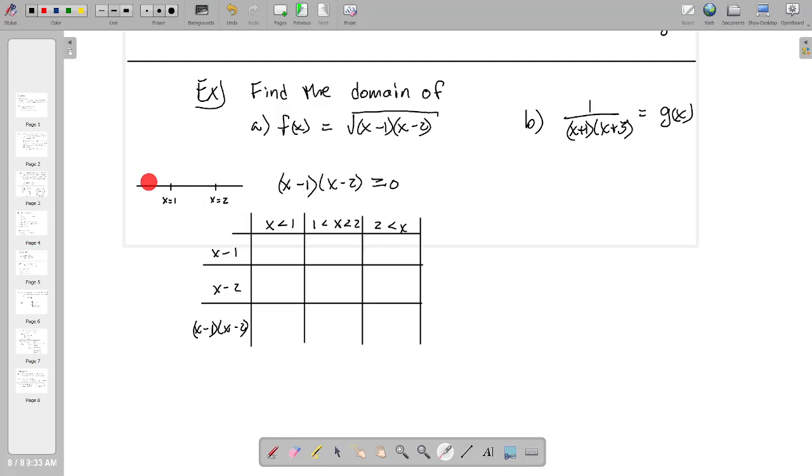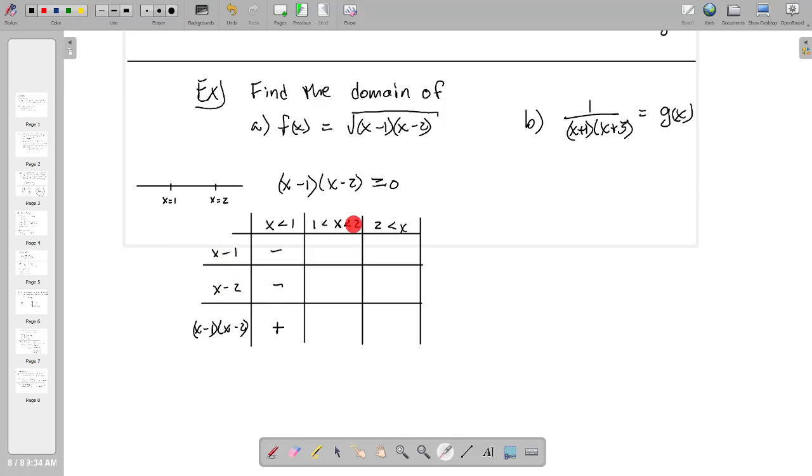Now we use test points on each region. So we pick a number in the region less than 1, and we use it as a test point. So we'll start with 0. Plug in 0, we get a negative. And then x minus 1 times x minus 2 will be a negative times a negative, which gives us a positive.